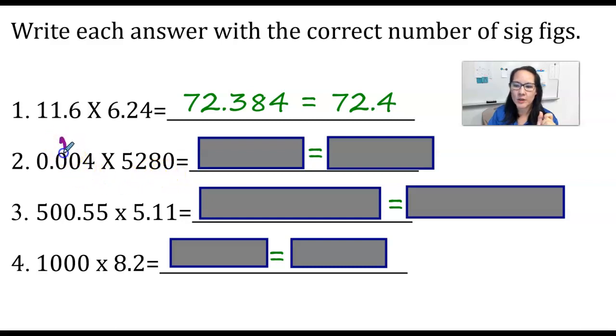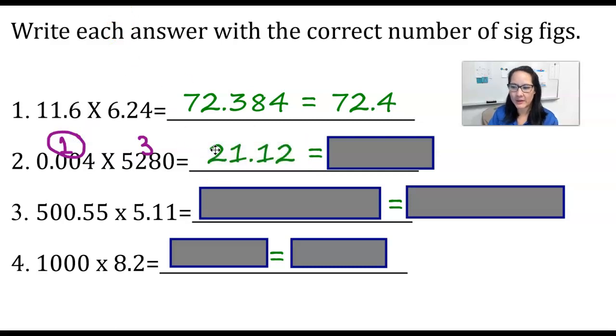Down here, 0.004 times 5280. This number has 1 significant figure, and this number has 3 significant figures. So we're going to have to round based on the least, which is 1. So when we calculate this, we get 21.2. That's our raw answer. But we can only have 1 significant figure, so we're going to round it off right there. It's followed by a 1, so it's just going to stay a 2. I'm going to need a placeholder here for the 1. I'm going to have to put a 0 there, but everything after the decimal, I want to drop it off.